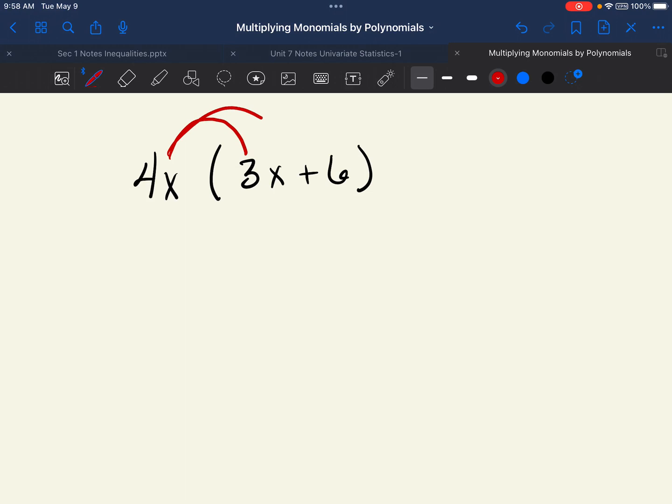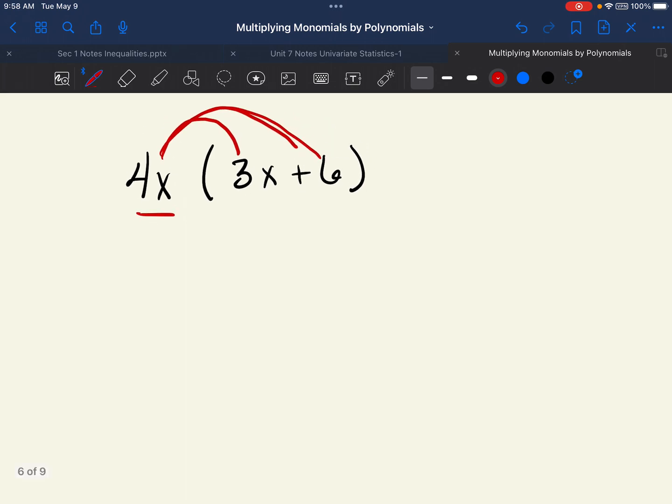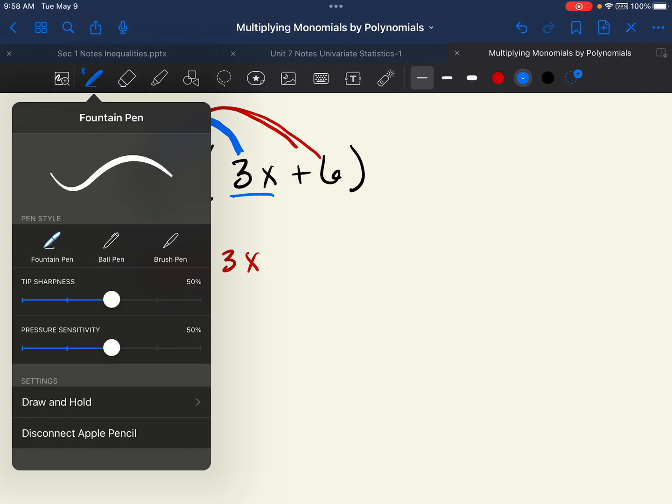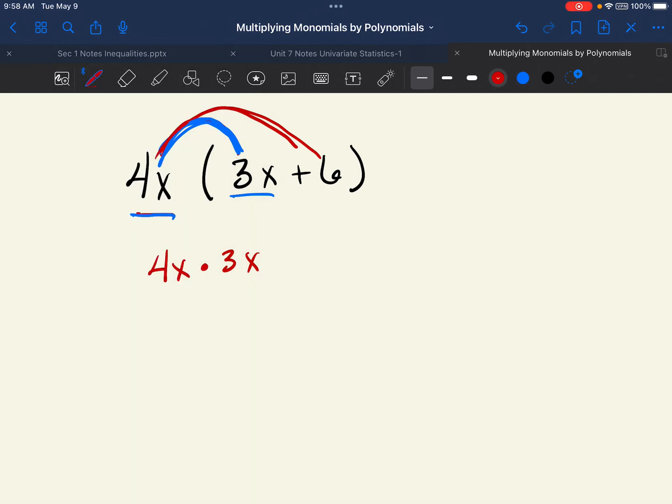Distributing is just multiplying the number on the outside by each of the numbers on the inside of the parentheses. So let's give this a try. I'm going to end up with 4x times 3x. I just followed along with this first line right here, this short line, and I got 4x times 3x. Now I'm going to follow along with this red line right here, and that's going to give me plus 4x times 6.